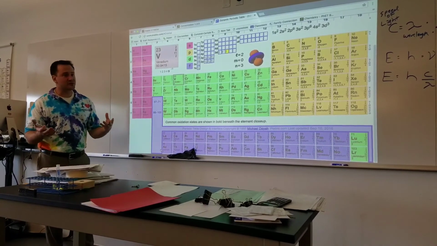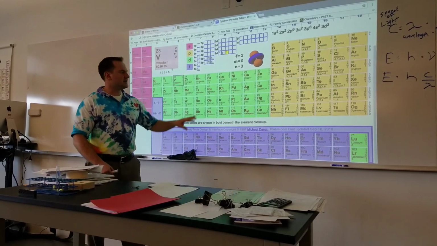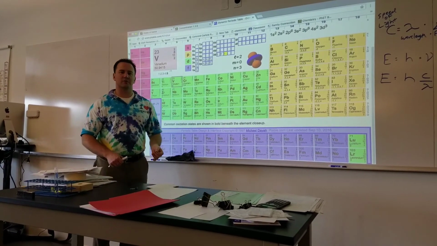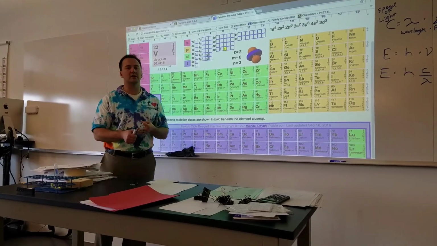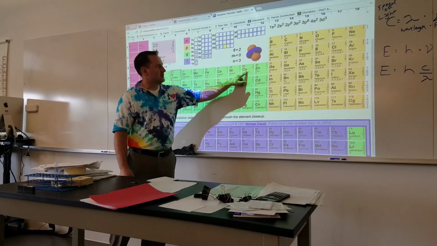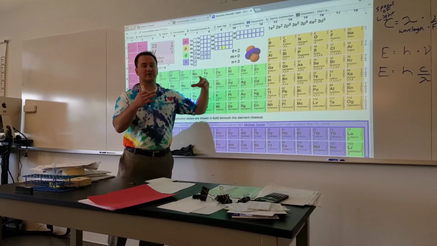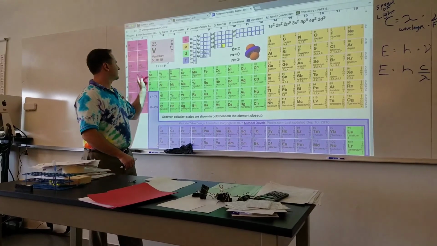There's a couple exceptions you're responsible for, and that includes copper. These d subshells are much more stable with either 0, 5, or 10 electrons whenever it's possible. So like copper, instead of being 4s2, 3d9, well, the d subshell is very stable with 10, so it'll take one of those electrons from the 4s.